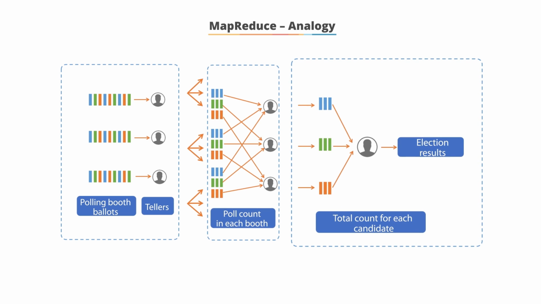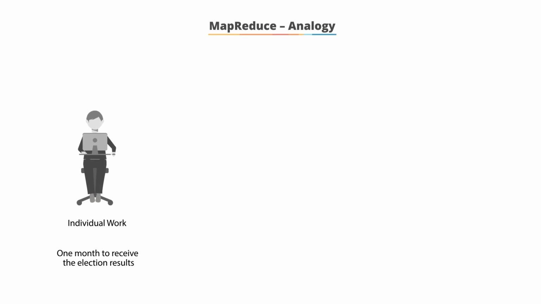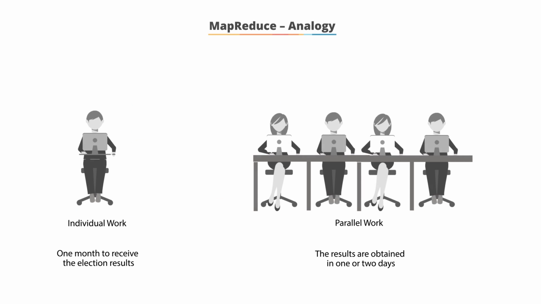In step 3, the ballot count of each booth under the assembly and parliament seat positions is found, and the total count for the candidates is generated. This is known as the reduce method. Thus, map and reduce help to execute the job quicker than an individual counter. The MapReduce analogy: vote counting is an example to understand the use of MapReduce.